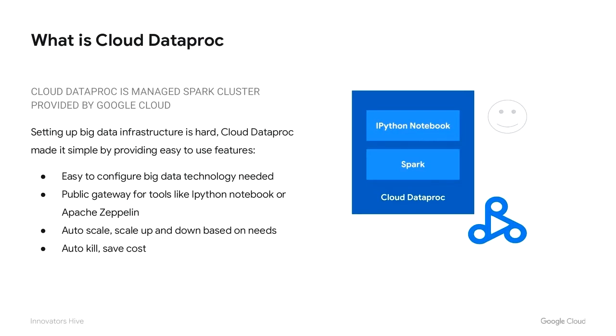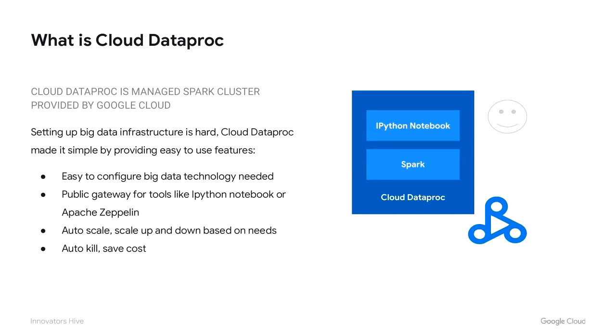And we would like to do the other way around, right? We would like to focus more on the use case and less on the infrastructure. And Google Cloud Dataproc makes it easy for you to configure. You can just specify what you would like to install on the cluster, like IPython notebook or Apache Zeppelin or other open source big data tools out there. You can specify how you would like to auto scale up and down, what's the minimum number of servers, what's the maximum for the auto scale, and what's most important is also auto kill to save costs, right?